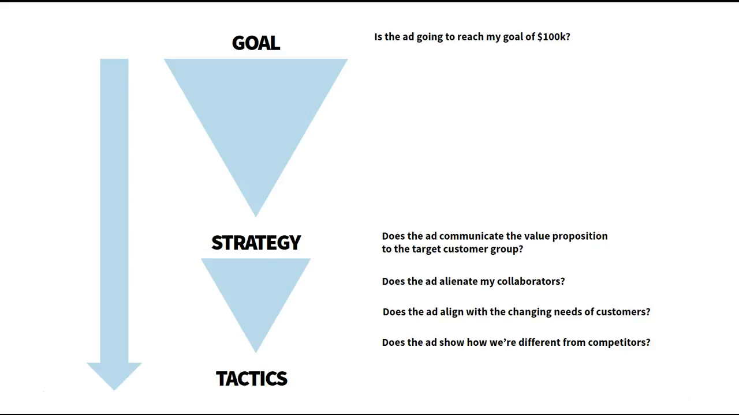Everything flows from the goal. This is the hierarchy. You can't have a good strategy without a good goal, and you can't have a good advertisement without a good strategy. So when you evaluate an advertisement, you have to go step by step. If you're working with other people, you need to get alignment on the goal and strategy before you can even think about what advertisement to use.